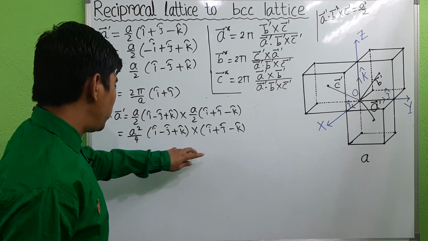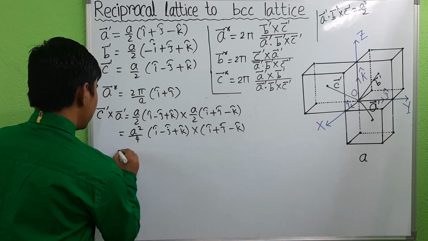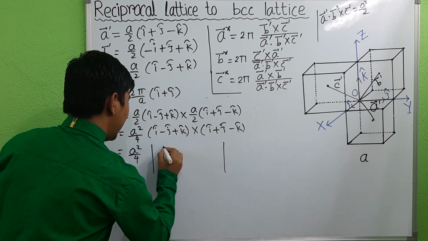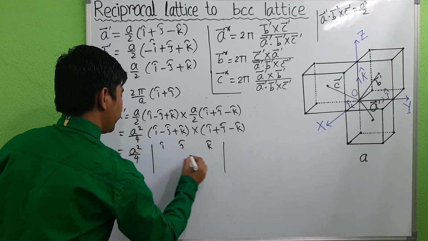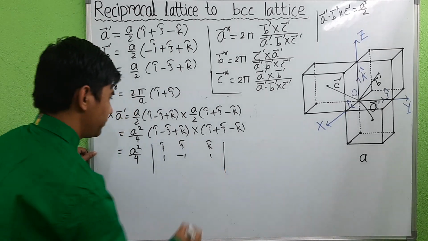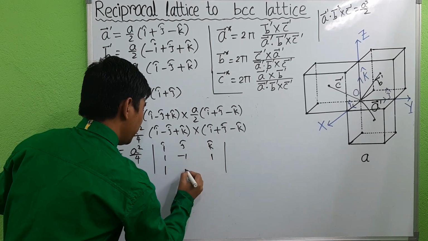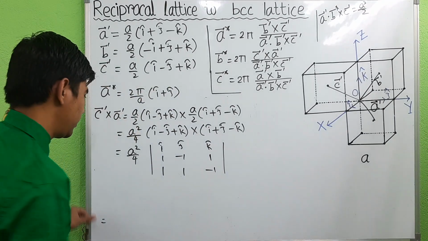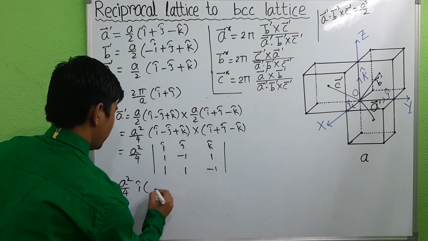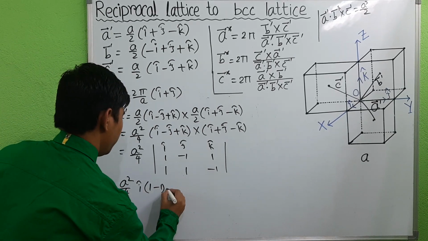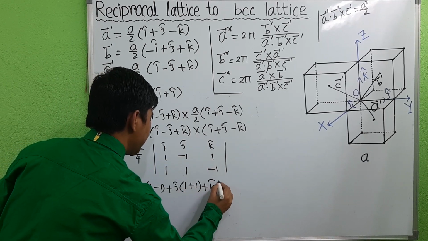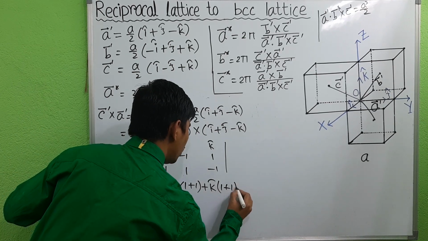Now this is a cross product. We can write this in determinant form: a square by 4, with rows i cap, j cap, k cap; 1, -1, 1; and 1, 1, -1. So this is equal to a square by 4 [i cap (1 - 1) + j cap (1 + 1) + k cap (1 + 1)].